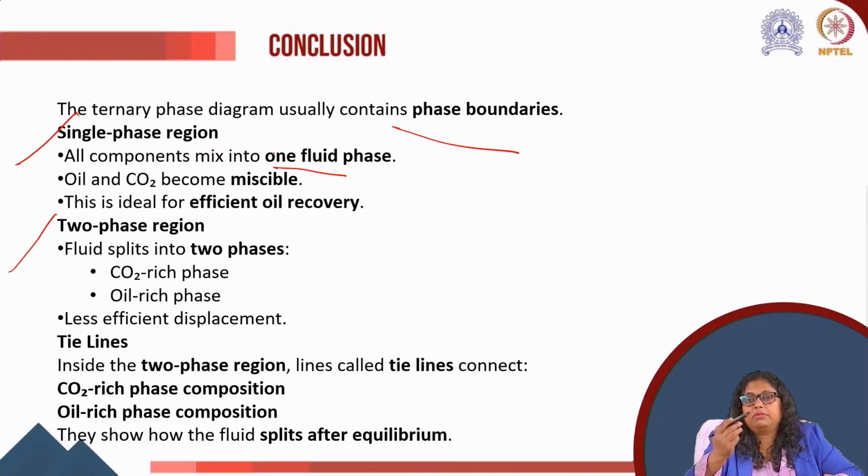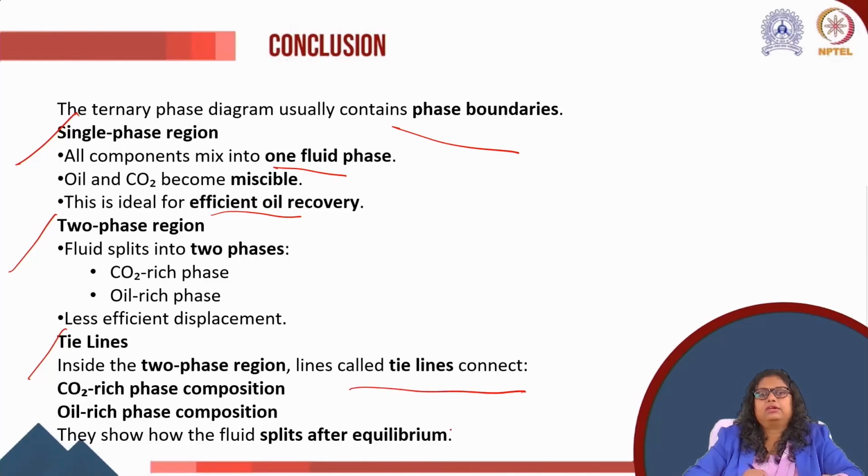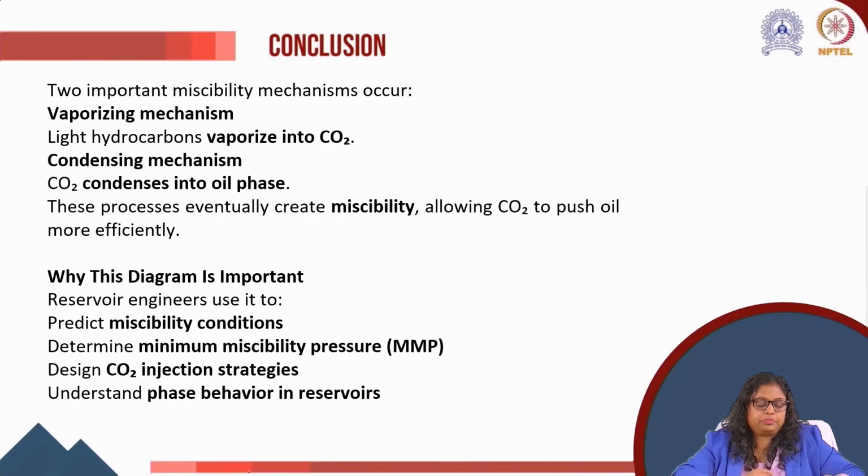Oil and gas become miscible at the given thermodynamic conditions, and this is ideal for efficient oil recovery. In the two phase region, fluid is split into two phases, a CO2 rich phase and an oil rich phase. That is the least efficient displacement. Then the tie lines: inside the two phase region, the lines called tie lines connect your CO2 rich phase composition and oil rich phase composition. They show how the fluid splits after equilibrium.